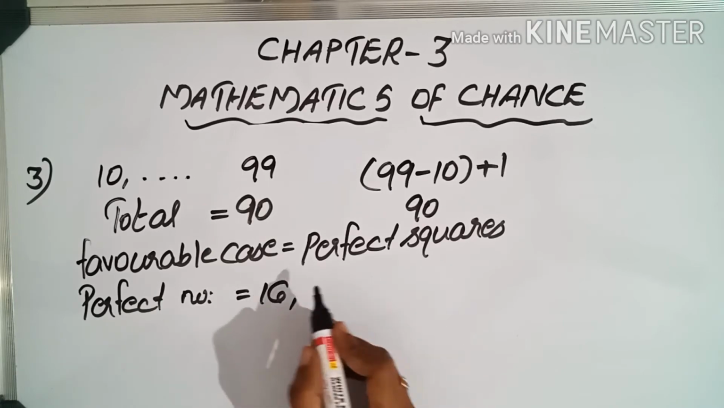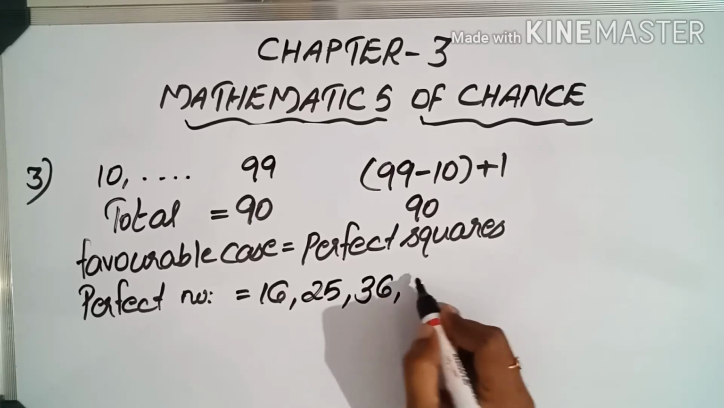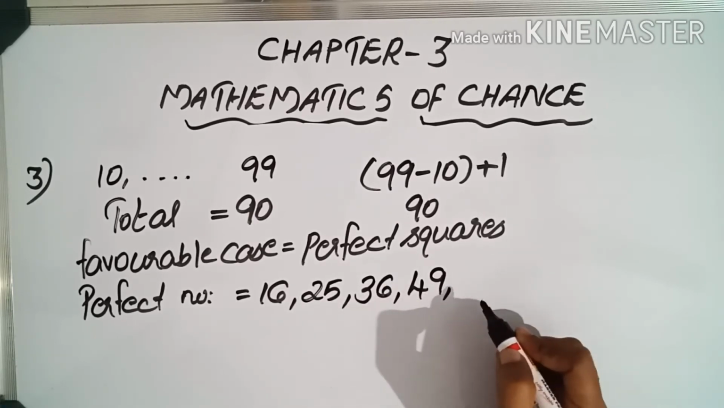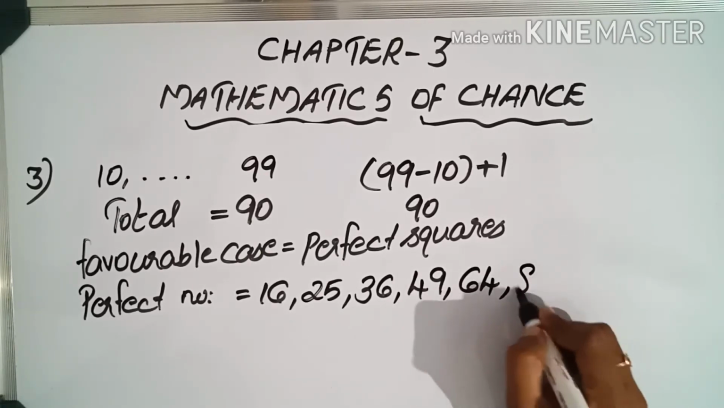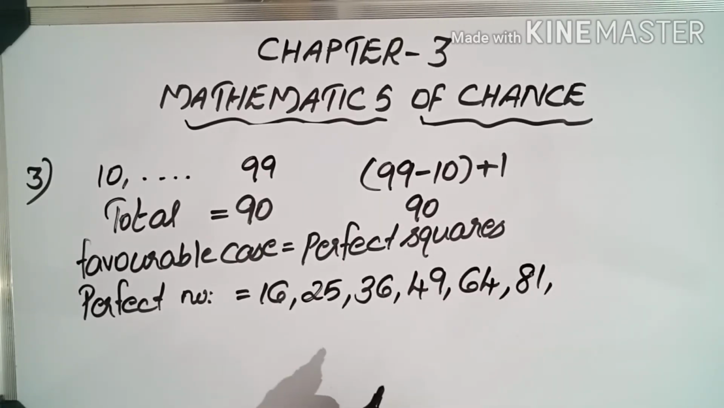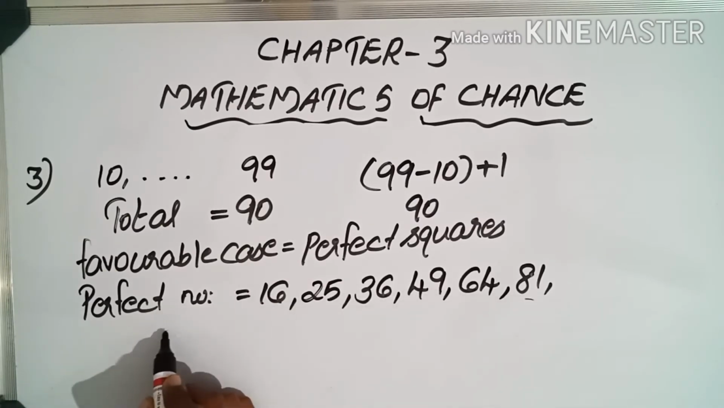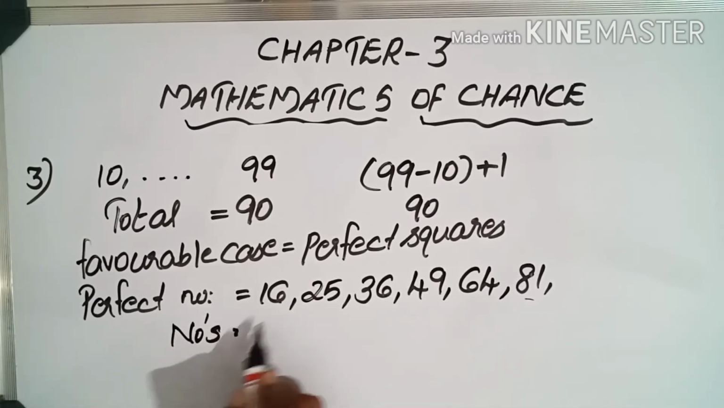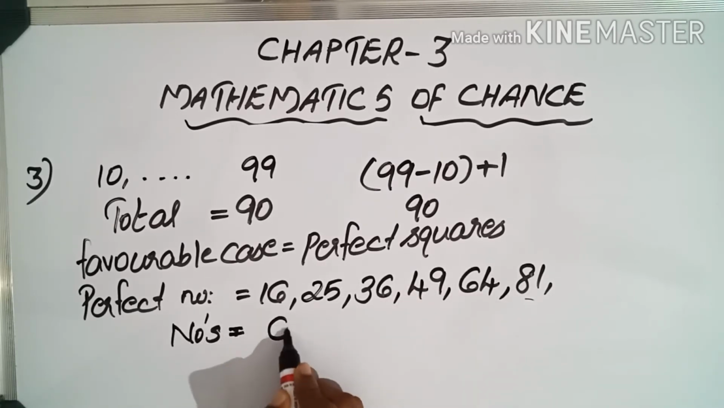So 4 fours are 16, 5 fives are 25, 6 sixes are 36, 7 sevens are 49, 8 eights are 64, and 9 nines are 81. Up to this. Okay, any other? Next is 10 tens are 100, that is a 3-digit number, so that is not possible to consider. So these are the perfect squares between 10 and 99. How many numbers here? 1, 2, 3, 4, 5, 6. So a total of 6 numbers are there.